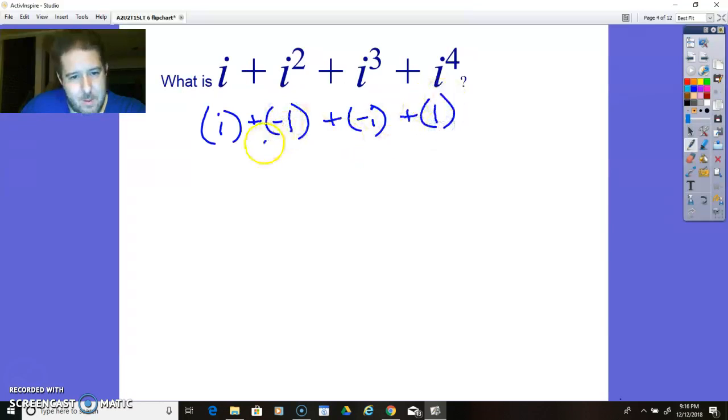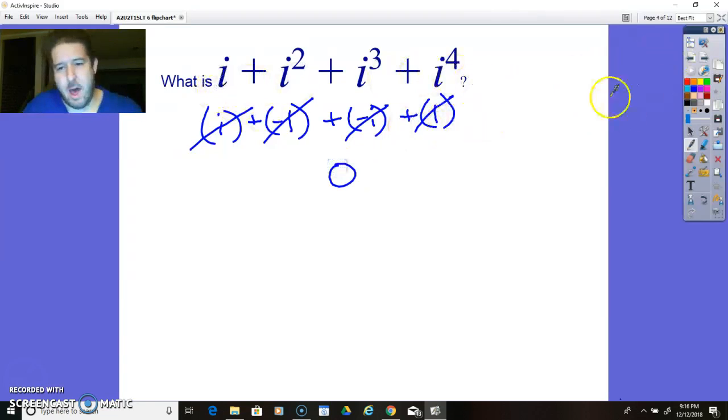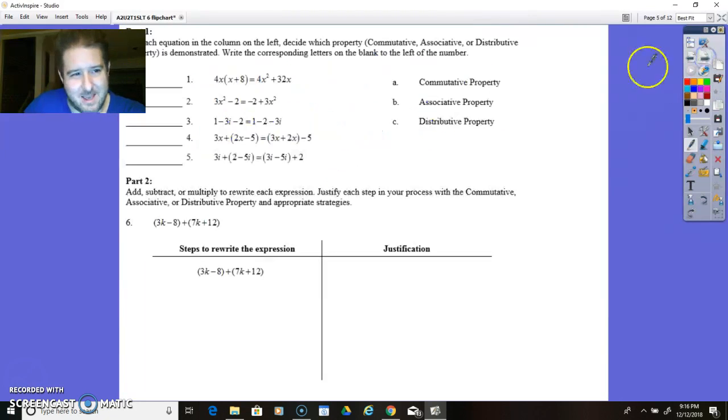Now, negative 1 and positive 1, if you add them together, they are opposites of each other. They add up to nothing. i and negative i are also nothing. So when you add up all these numbers, these all add up to nothing. Nothing is the answer, believe it or not. So this is another way of solving it.